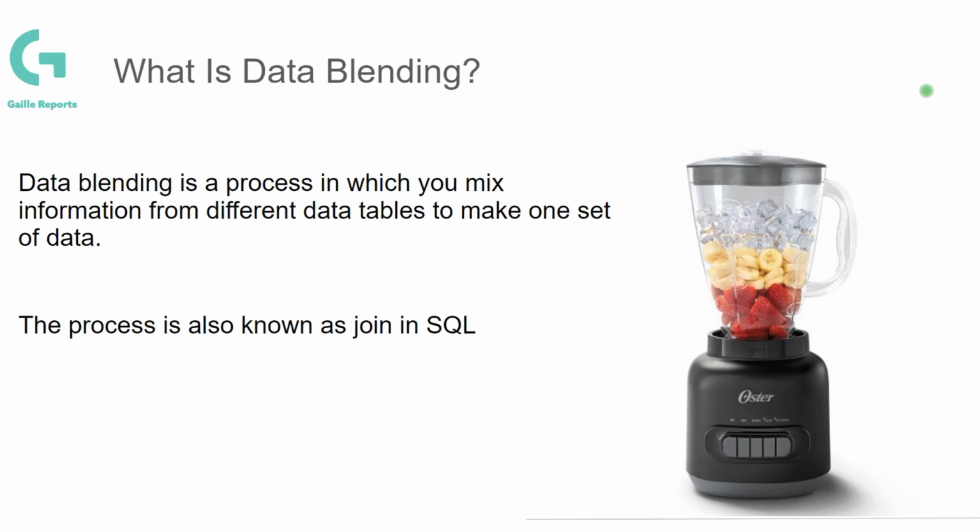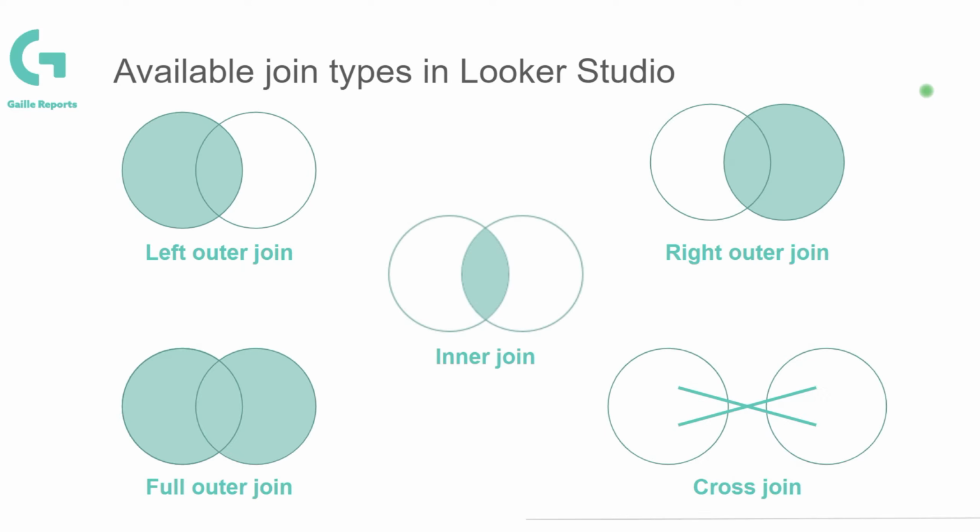I already recorded a video about blended data in Looker Studio, but it was some time ago, so it's good to refresh knowledge. So what is data blending? Data blending is a process in which you mix information from different data tables or data sources to make one set of data. The process is also known as join in SQL. So if you worked in SQL, you're for sure familiar with blended data in Looker Studio.